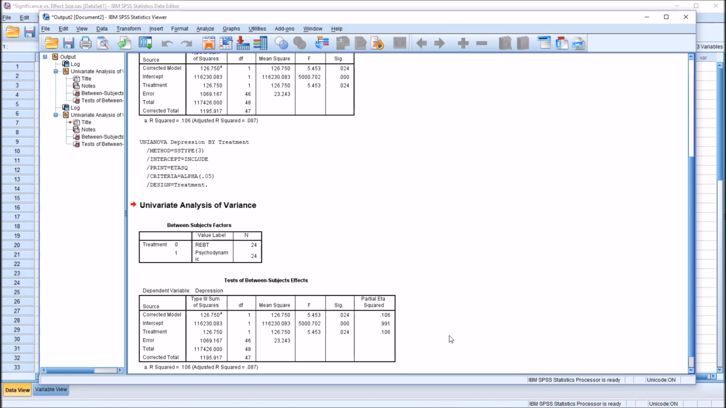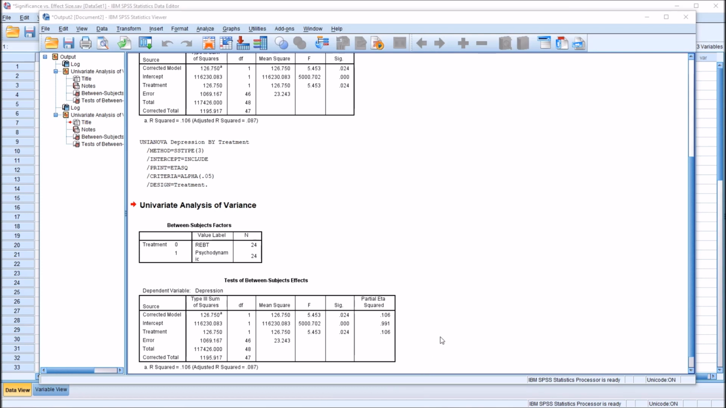Now in the case of a one-way ANOVA, an ANOVA where you only have one independent variable, partial eta squared and eta squared are the same value. They're equal for a one-way ANOVA. The values would be different when you have more than one factor.